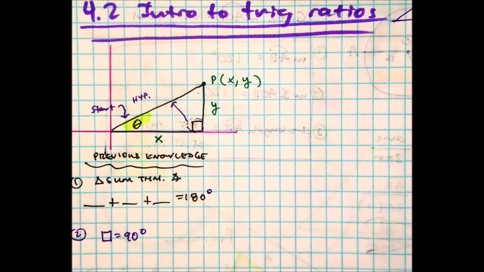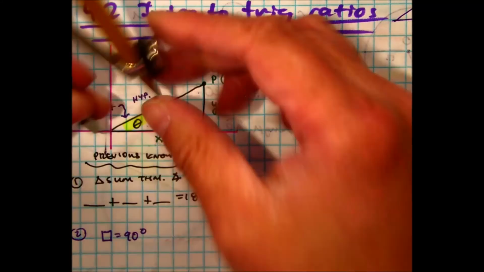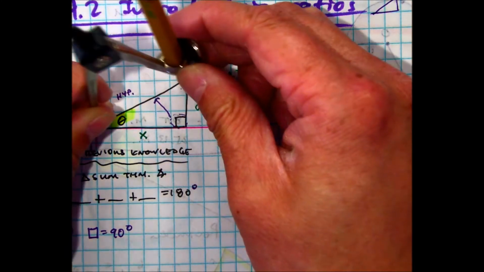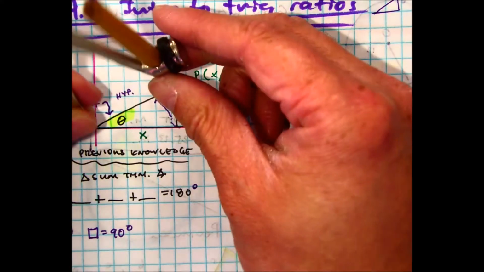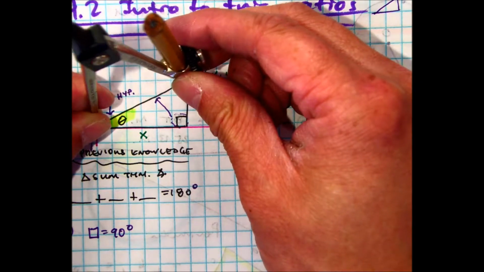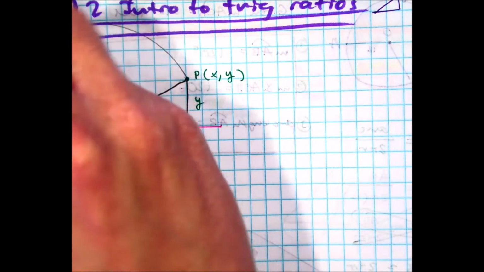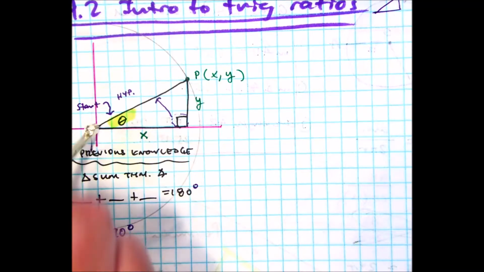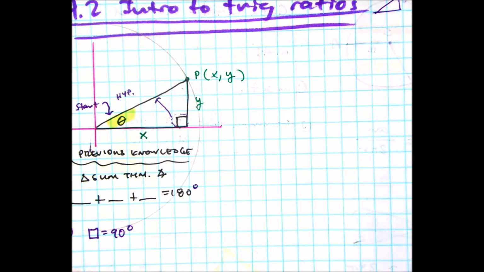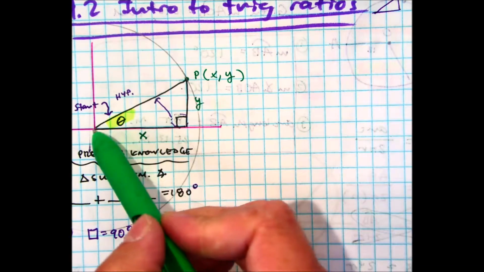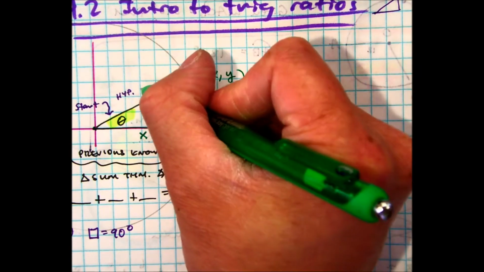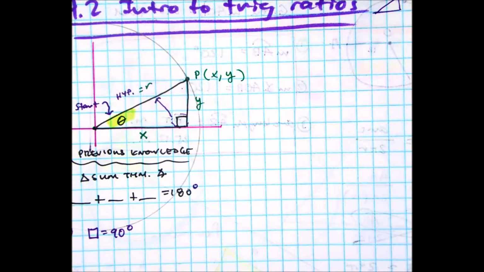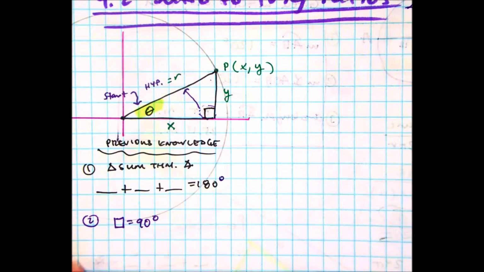But if I do something crazy, like draw a circle around this triangle, compass is not working today. Please work. Greatly appreciate it. Then from the center to the edge of the circle is called the radius. Why is that important to us?